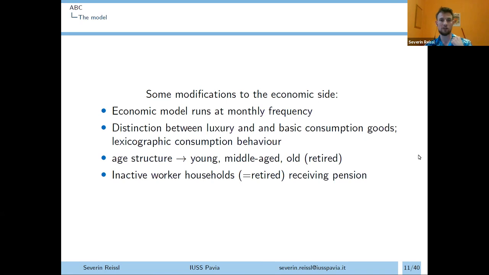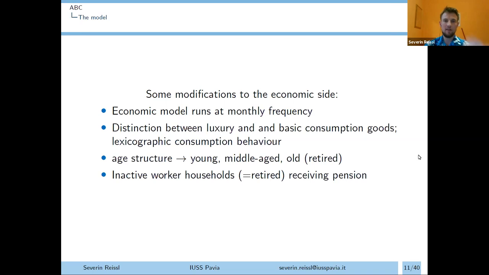The next extension is that we have an age structure among household agents in the model. So we have a very rough distinction with three age groups, namely young, middle-aged, and old, where old coincides with retired.